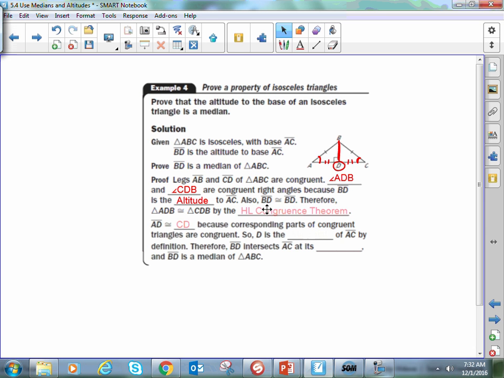So we know that those are an altitude, so they form right angles. The BD is shared between them, so at least we got hypotenuse leg. But again, we could have said angle, angle, side, using the fact that the base angles of isosceles triangles are congruent to each other. And here we go. So yes, and this is true for every isosceles triangle. Not only is the altitude also the median, but it would also be an angle bisector as well.